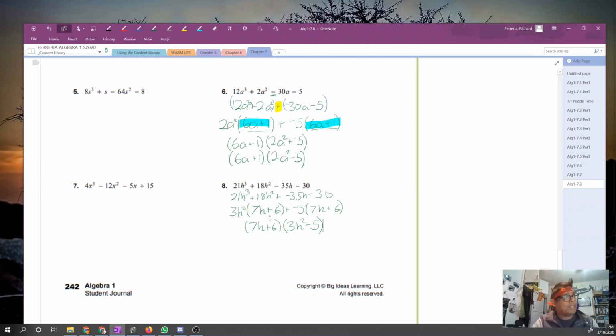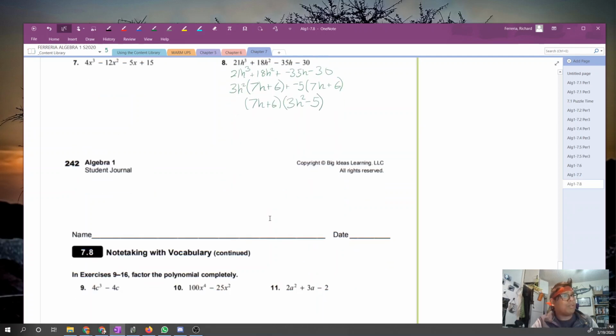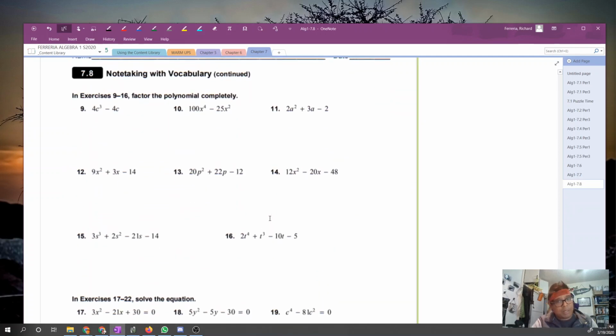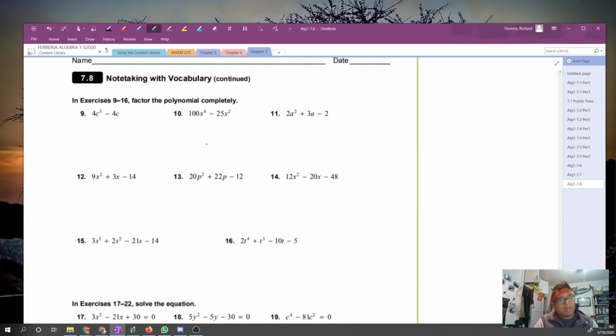Okay, let's move on, and I think we're almost finished here. We've got a few that say to factor these completely, so let's factor them completely. The first one that catches my eye is number 10. Let's factor that completely. I'm going to write it here, 100x to the fourth minus 25x squared.